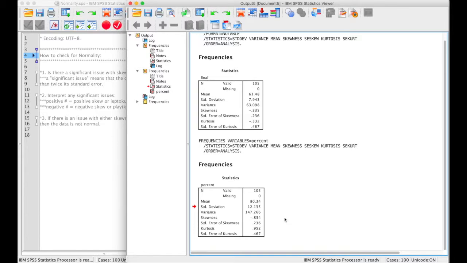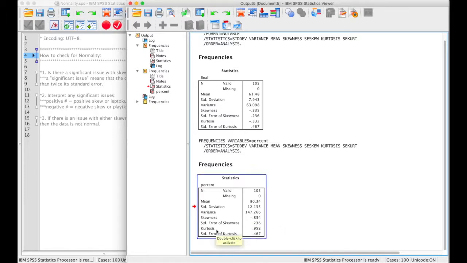To interpret what those issues are, you can look at the sign of the coefficient. For skewness here, we have a negative value, which means that there's negative skew. So we can say that our data is significantly negatively skewed. If it was a positive value, that would indicate positive skew.